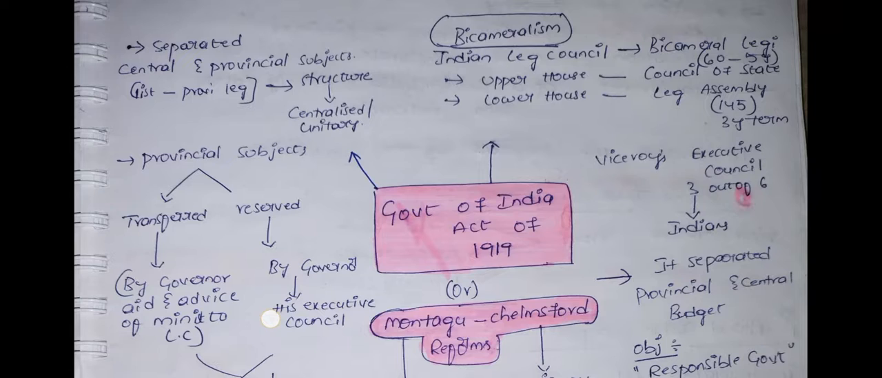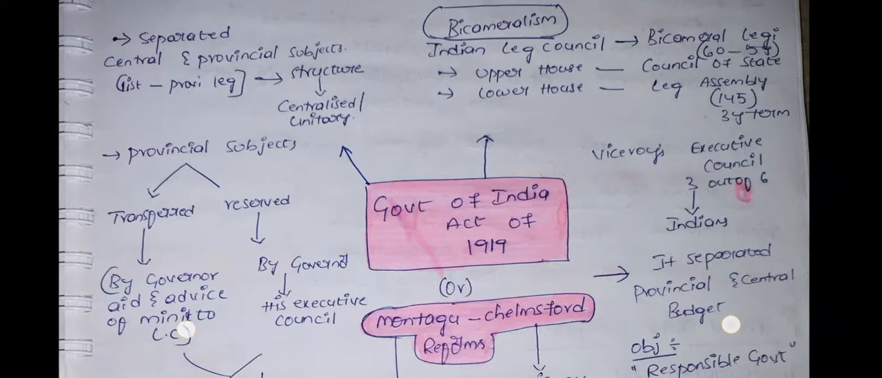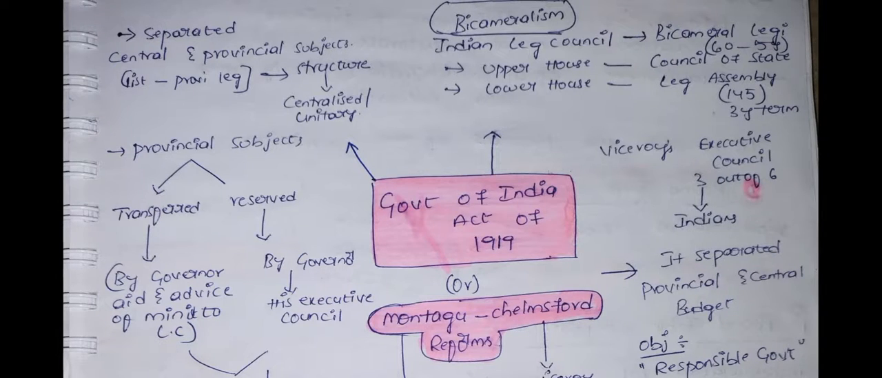So provincial subjects were divided into two types: transferred and reserved. Transferred subjects were administered by the governor on the aid and advice of the ministers in the Legislative Council, and reserved subjects were administered by the governor with the aid and advice of the Executive Council. This system was called the diarchy system. It means dual scheme of governance.